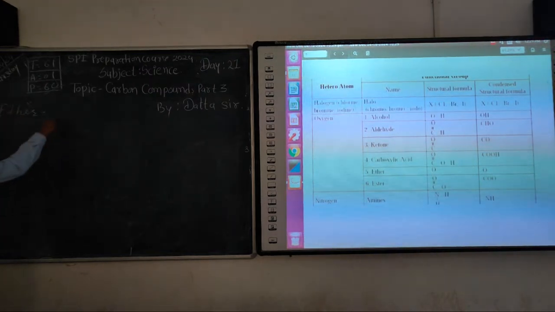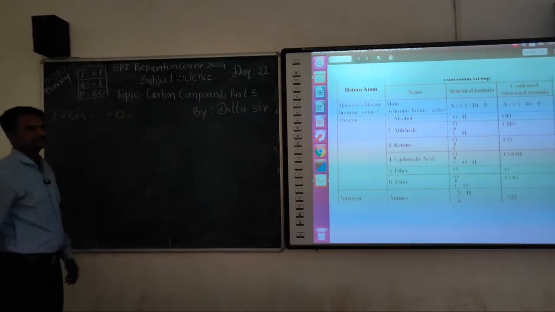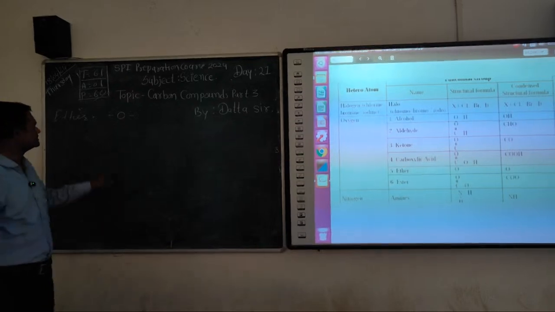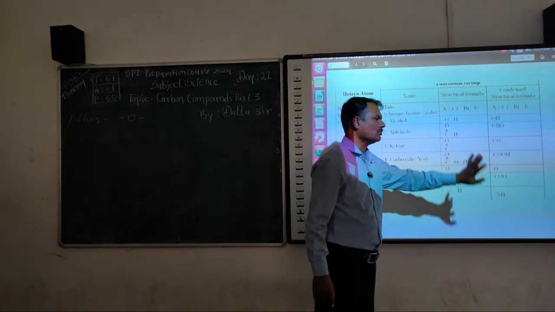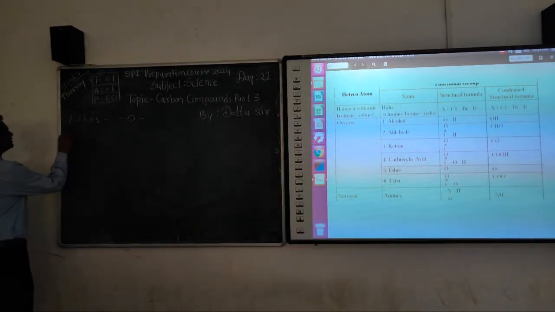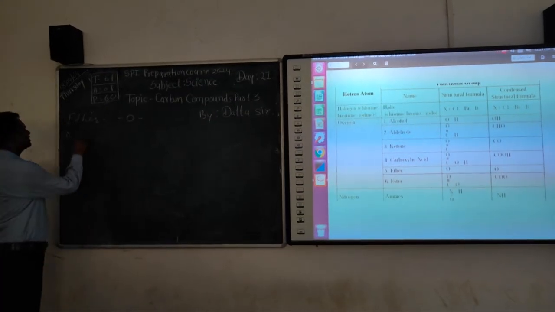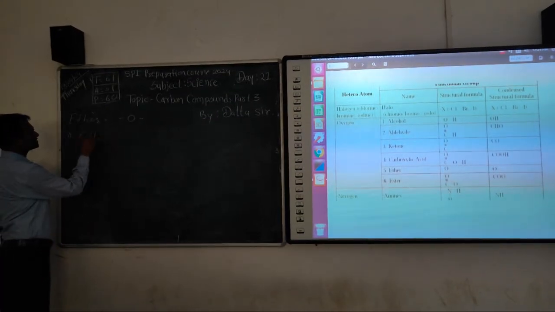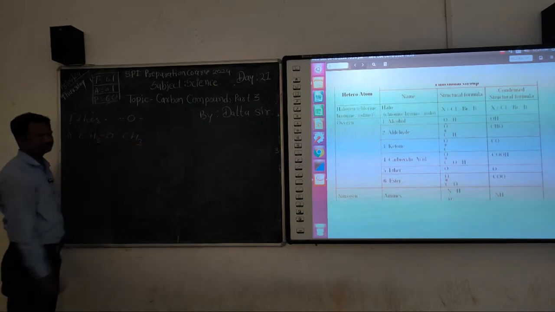What is that functional group? Single bond O, single bond. Okay, it is an ether. Single bond O, single bond. Then how do we write the IUPAC name of these ethers? Let's start with CH3, single bond O, single bond CH3.